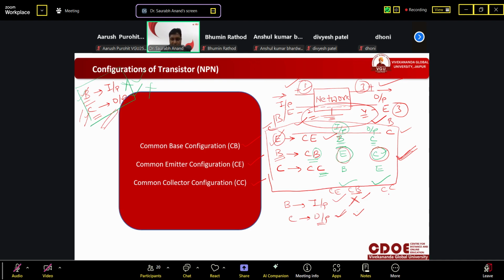In case of common collector, it will not be satisfied because C is now common, but base will be satisfied, so we will take care. So we will write B here, and collector and base are used. Emitter is left, so emitter will be output. Right?